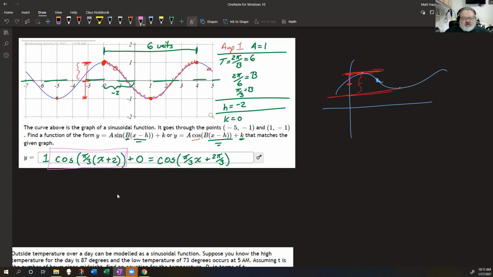So anything crazy in there? It's just being able to kind of work backwards from that.